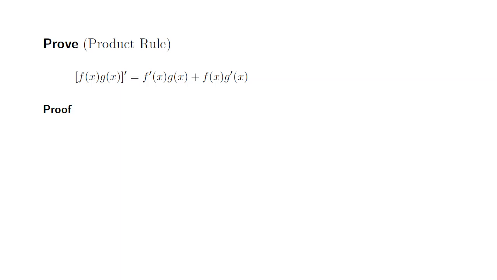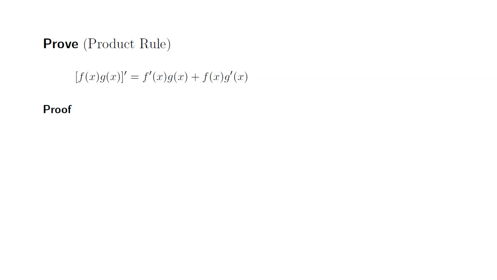Alright, let's try to prove the product rule. Here's the statement. The derivative of f of x times g of x is equal to f prime of x times g of x plus f of x times g prime of x. Alright, so let's prove this.